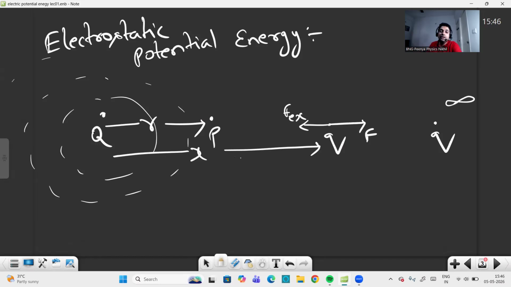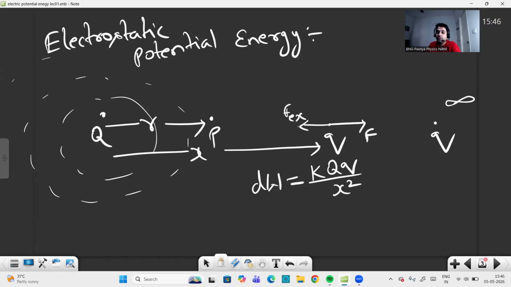Correct? So here, due to the external force, how much work do we have to do to bring this charge from infinity to this point P, that is at R distance from capital Q? Because this force is variable, first we will find dW. At any point where x is the distance, the force will be K capital Q small q by x square.